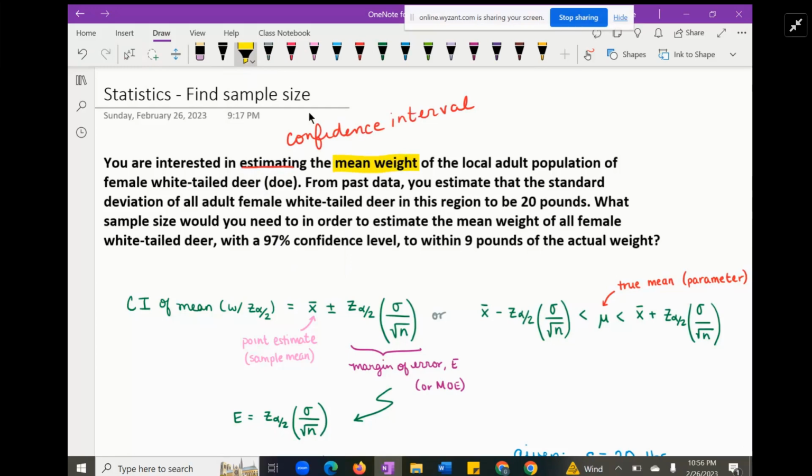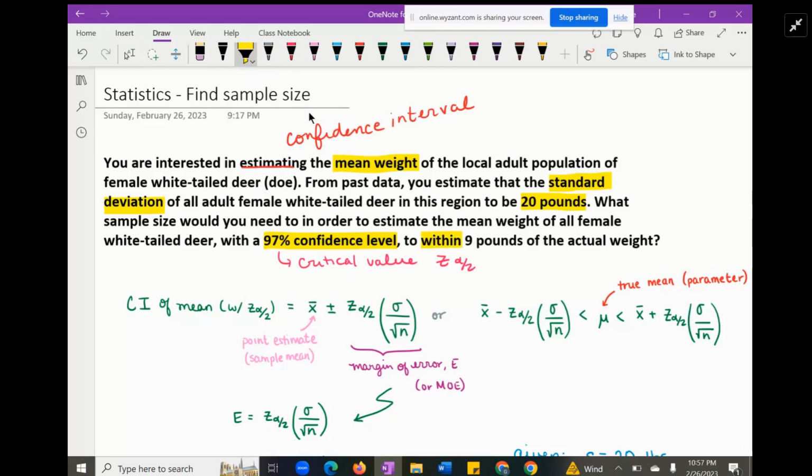Then we're given some pieces of information that are going to help us get to the answer. The first thing they tell us is that from a previous estimation, the standard deviation is 20 pounds. And then we're asked to find the sample size based on this confidence level. The reason I say it like that is because we are going to find the critical value, and in this case, we're going to use the Z distribution. That's going to relate to finding the sample size.